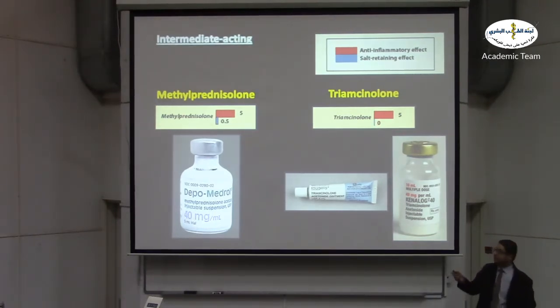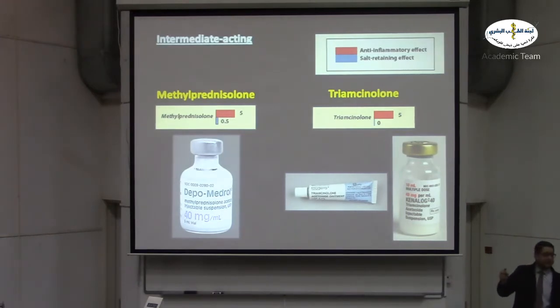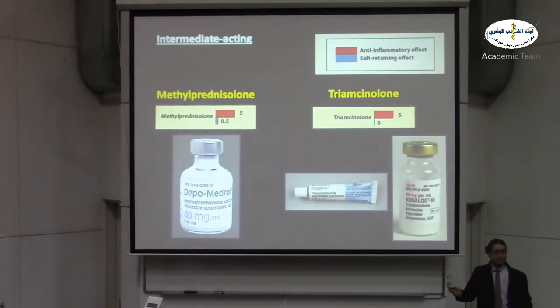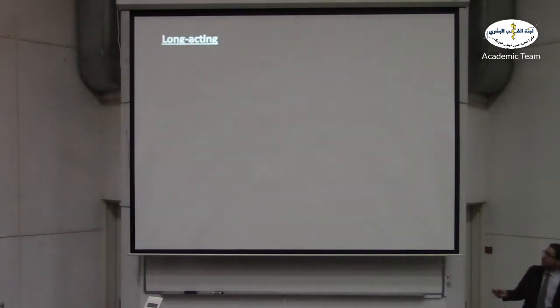فبتلاقي إنه طبيب العيون إنه بطلب هذا الدواء بالاسم. They don't want to use مثلا methylprednisone. ليش؟ لأنه it still has some effect of water retention. They don't like to have such effect in the eye.